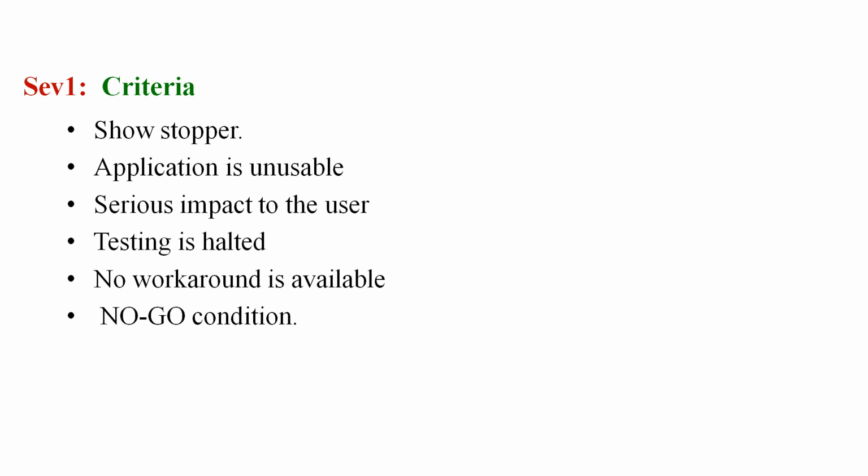No go condition. You cannot go forward for testing. That is called a no go condition. Why all these criteria? Just because of the defect that is present in the application. If that defect is rectified and resolved by the developers, then this criteria will be closed. Yes or no? Right. Under this situation, you have to assign Sev 1 for the defect, or you have to assign very high for the defect.